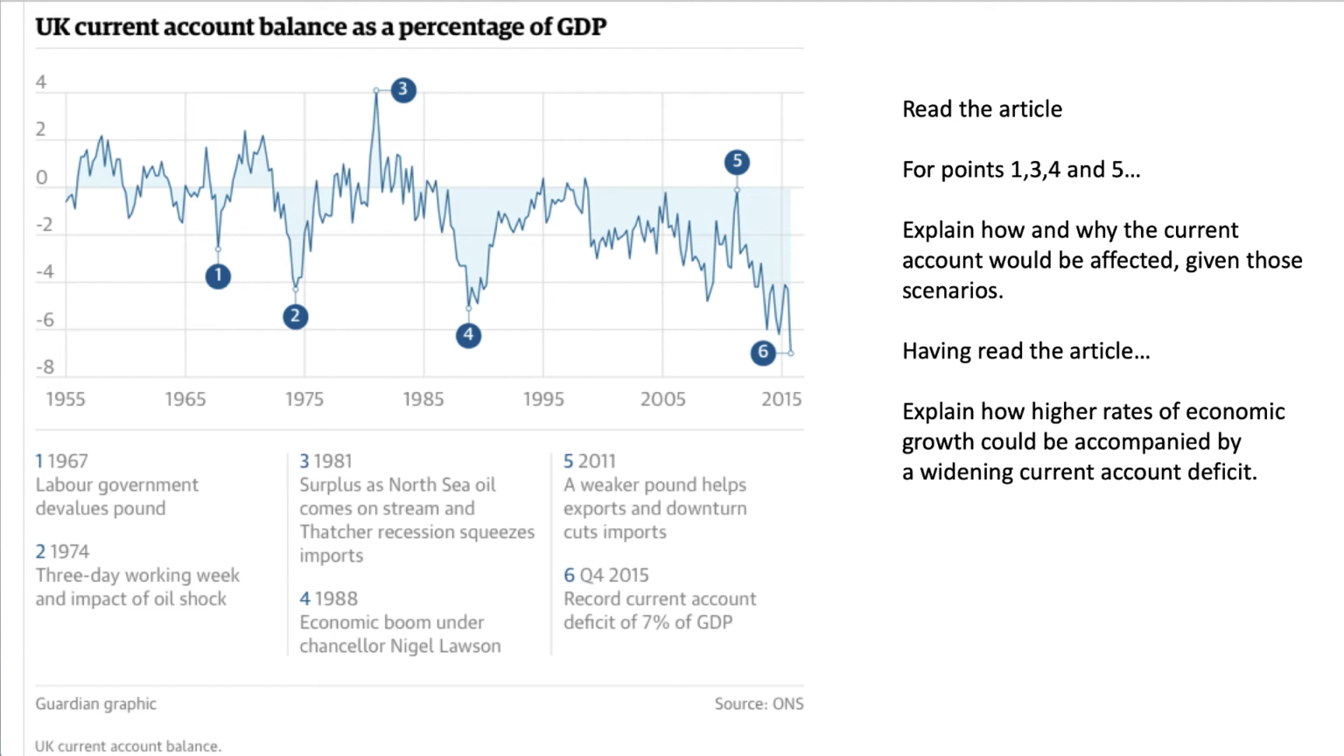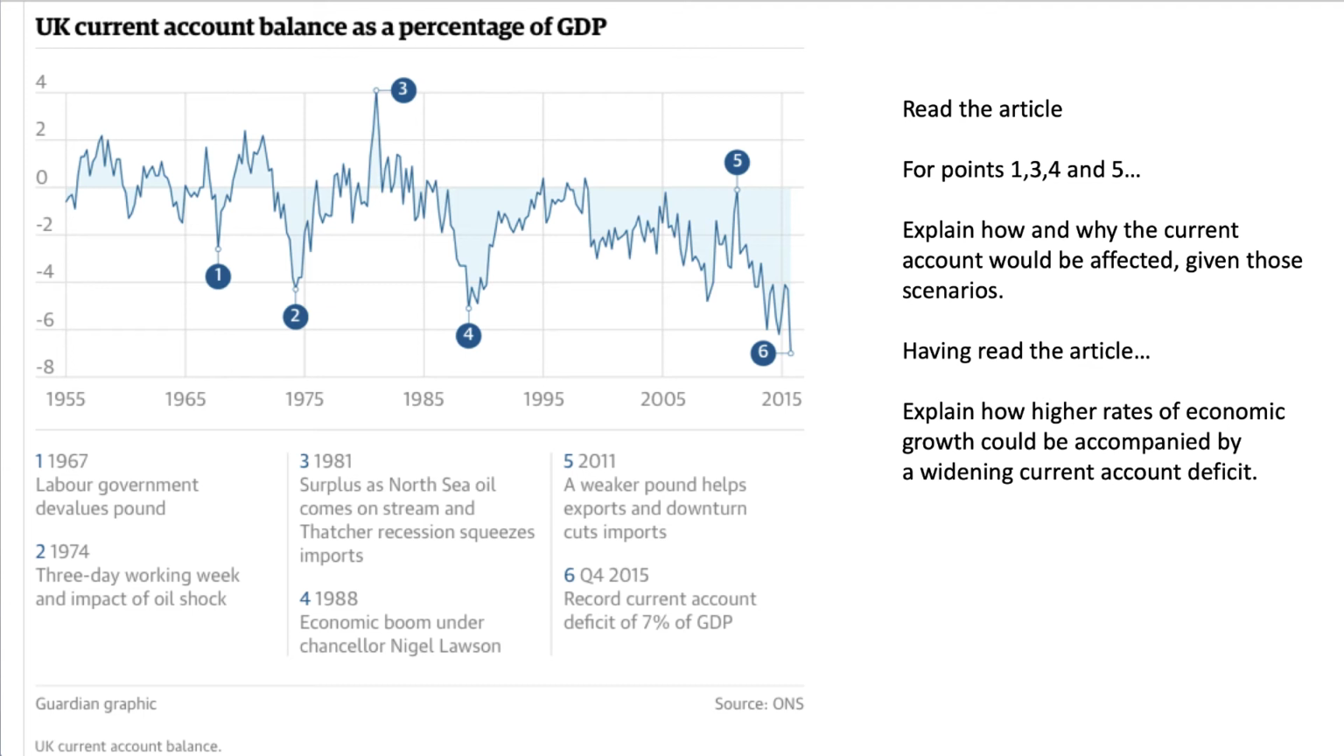So you've got the Labour government devaluing the pound, right? That should raise a few alarm bells for you, because our discussions of the exchange rate have focused upon sterling being free floating. So some of you might be sitting there thinking, you've told us a bunch of lies there. Well, I haven't, because prior to sterling going free floating, it was actually fixed. Okay, so the government could actually devalue.